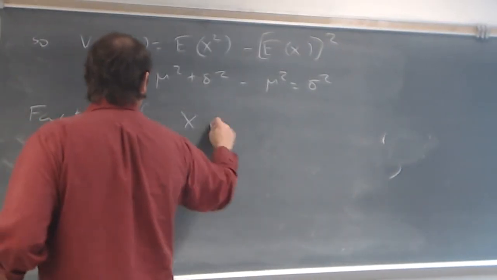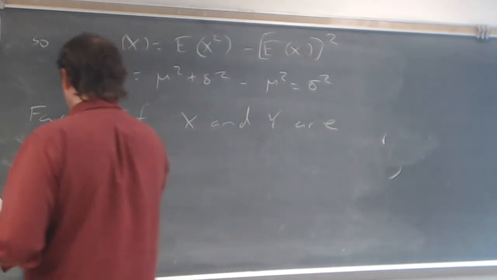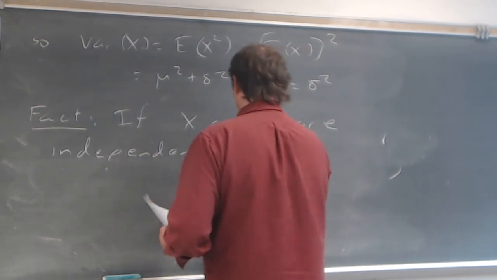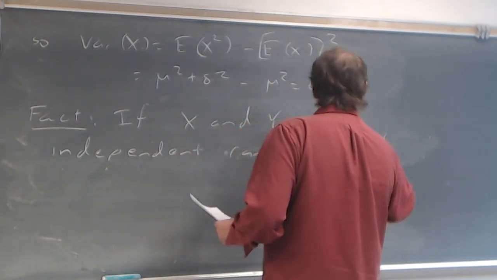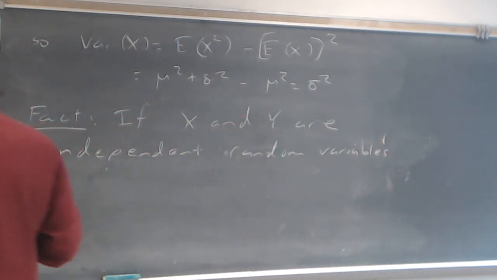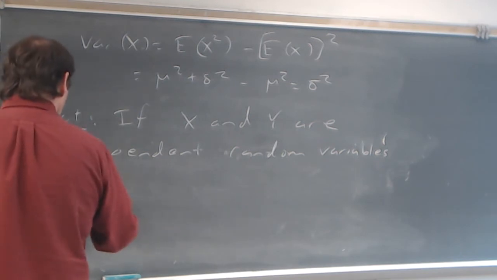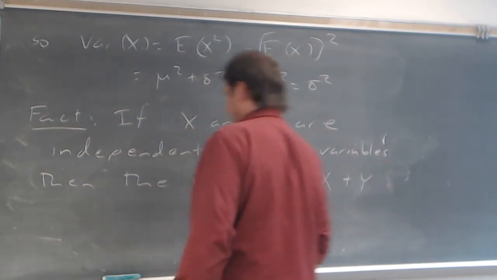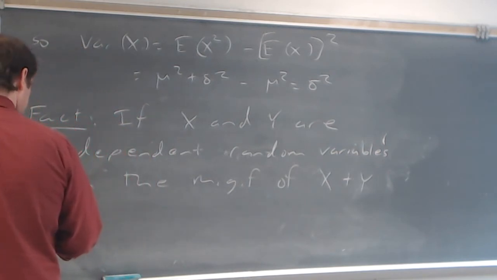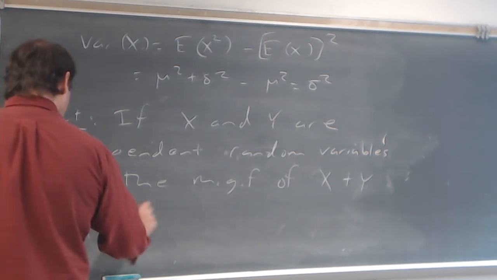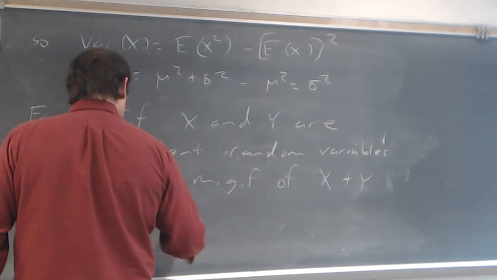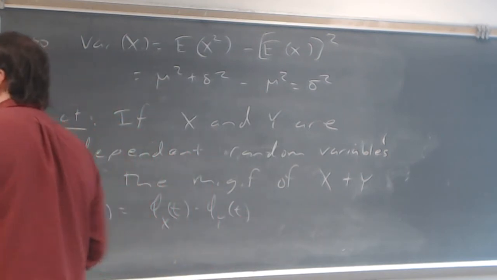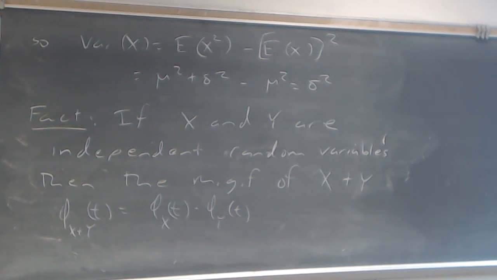Here's a fact that says if X and Y are independent random variables, then the moment generating function of X plus Y, phi sub X plus Y of t, is going to be equal to phi, the moment generating function of X, times the moment generating function of Y. We won't prove that, not so bad.